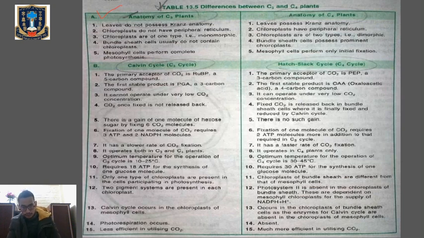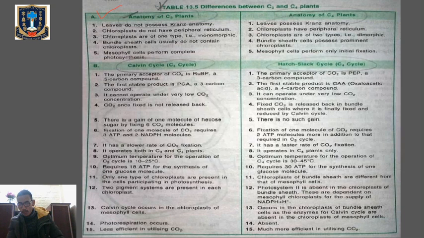Clear? Now, next one, point number 10: it requires 18 ATP for the synthesis of 1 molecule of glucose in C3 cycle, but in case of C4 cycle 30 molecules of ATP are required for the formation of 1 glucose molecule. Clear? Now, point number 13, let's see that. Calvin cycle occurs in the chloroplast of the mesophyll cells, whereas the C4 cycle, or the Hatch-Slack cycle, occurs in the chloroplast of bundle sheath cells, as the enzymes for Calvin cycle are absent in the chloroplast of mesophyll cells. Now point number 15, C3 plants are less efficient in utilizing carbon dioxide, and C4 plants are more efficient in utilizing carbon dioxide.